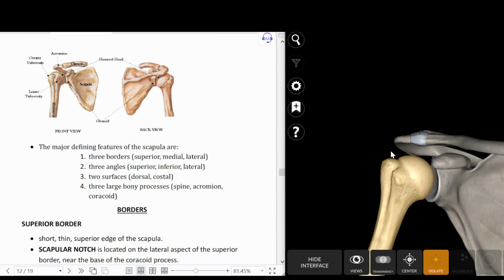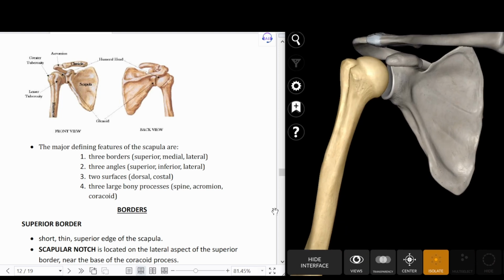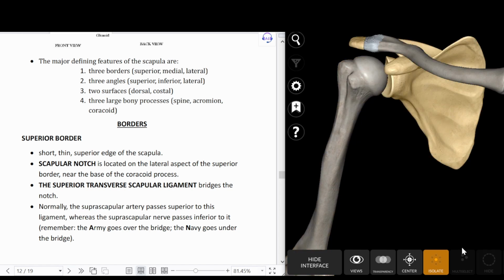Now the major defining features of the scapula are its three borders, that is the superior, medial, lateral, three angles, superior, inferior and lateral, two surfaces. It has two surfaces, one is the dorsal and costal, and three large bony processes, spine of the scapula, acromion and coracoid process. So we'll study these one by one. First we'll come towards the borders, the superior border.